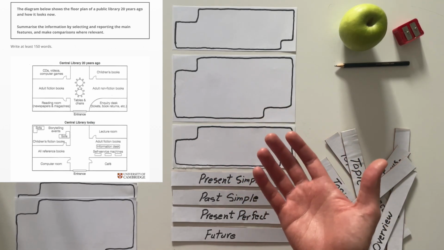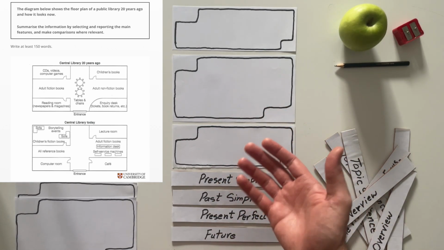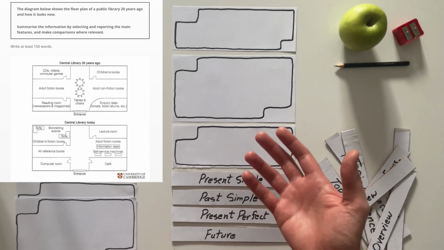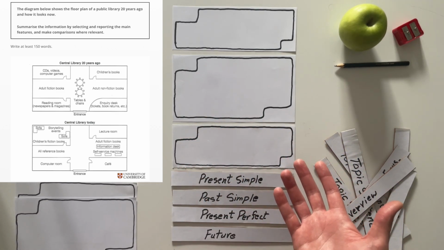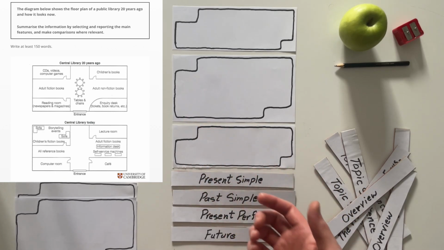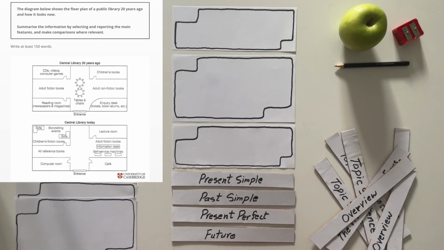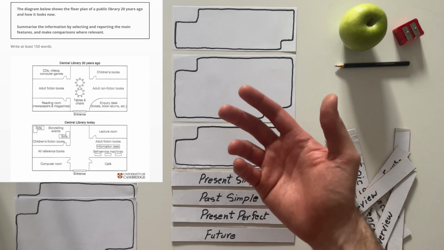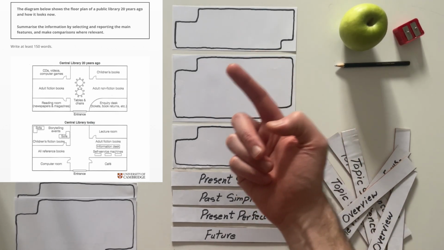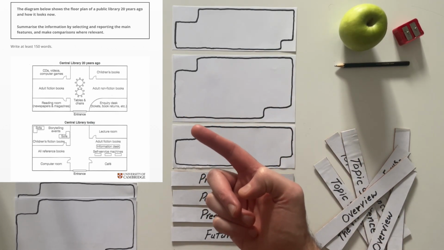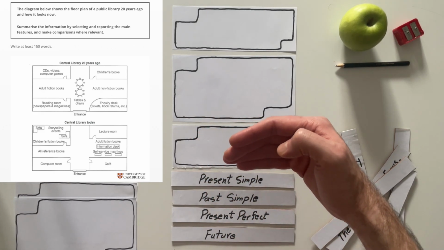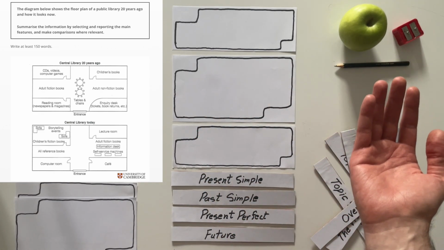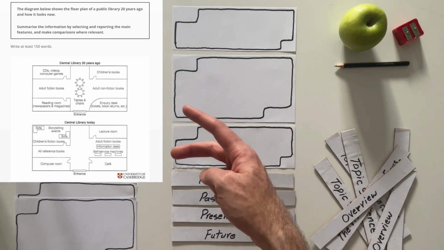But I am not going to prepare for the IELTS test. You guys are. So that's why right now we are going to plan for this rubric. Now, let's first look at the question and the time frame. Central Library, 20 years ago and now. We have two maps.